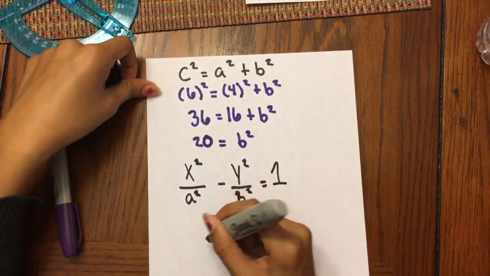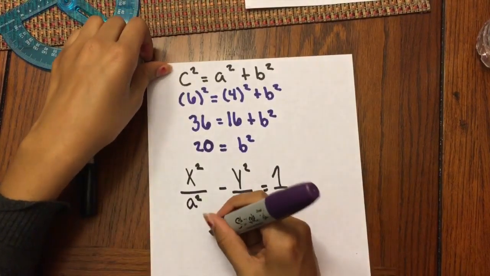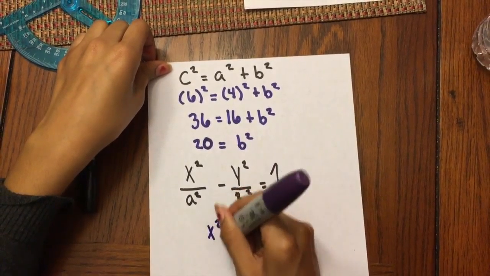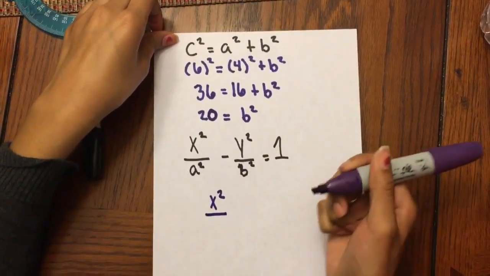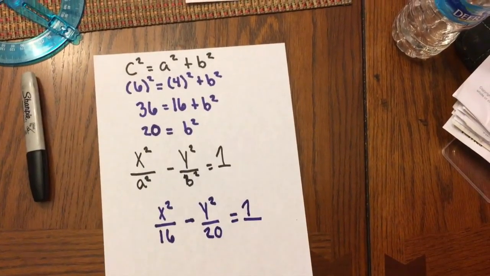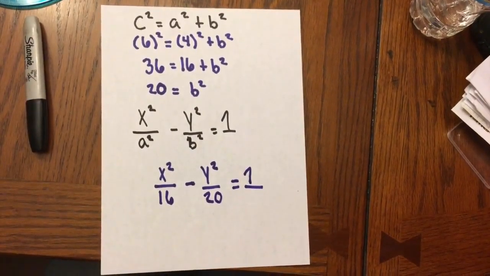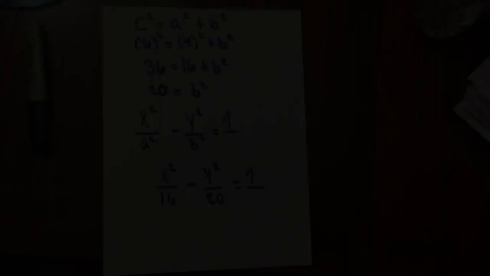The standard form equation is x squared divided by a squared minus y squared divided by b squared equals 1. When we plug in our a squared and b squared, for our final answer we get x squared divided by 16 minus y squared divided by 20 equals 1.